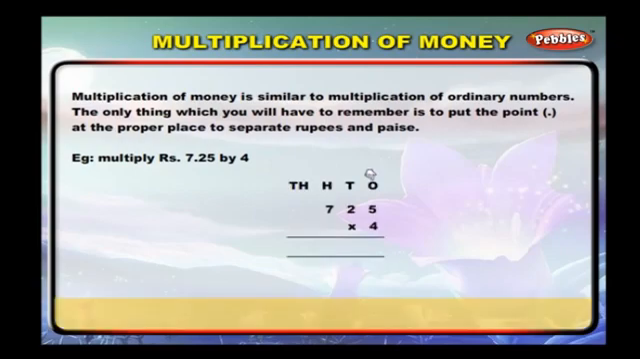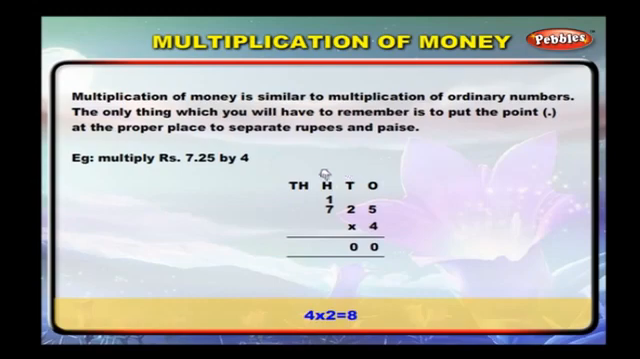Multiply 4 with the number in the ones column. 4 into 5 is equal to 20. Write 0 below the ones column and carry over 2 to the tens column. Multiply 4 with the number in the tens column. 4 into 2 is equal to 8. Add the carry over number 2 to the product. We get 10. Write 0 below the tens column and carry over 1 to the hundreds column.